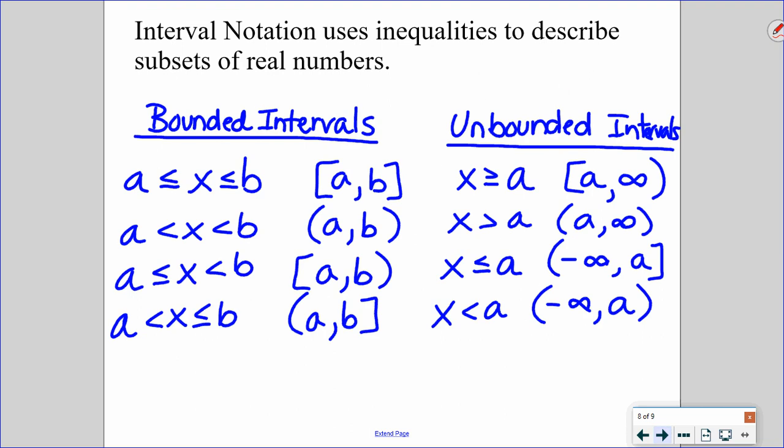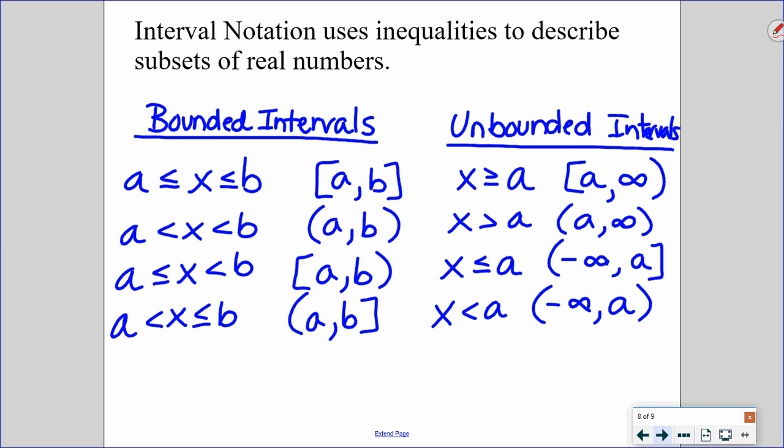All right, you guys, let's look at interval notation. Now, this is actually the notation we'll use the most in this class because it's a real easy way to represent inequalities by using brackets and parentheses. So we have 2 different types of intervals here. We have bounded and unbounded. A bounded interval just has 2 endpoints, which are represented by A and B. Sometimes we include our endpoints in the interval, and sometimes we don't.